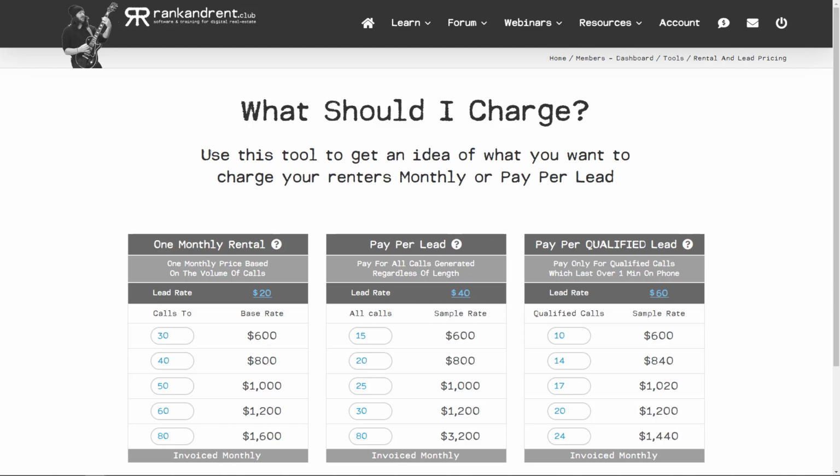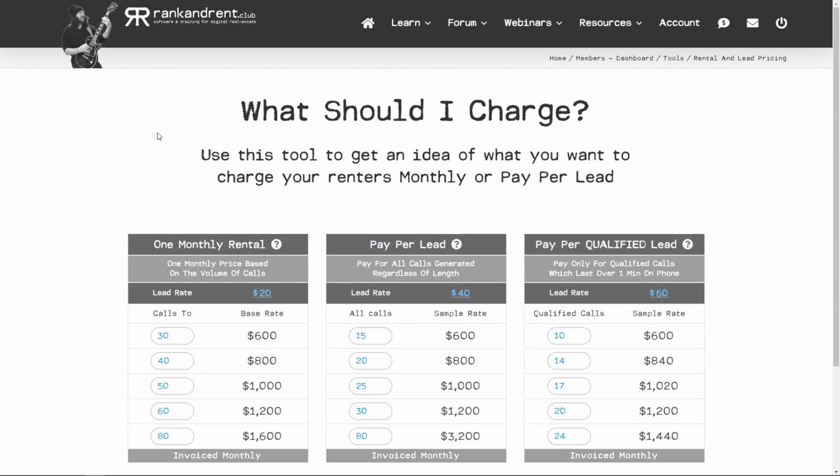All right, so this tool is going to help you determine what your monthly rental for a rank and rent property should be, and it's based on the volume of calls that you get. We're also going to provide you with two other options that you can present to potential renters of your site. If they don't want to do a monthly rental option, you can also offer them a pay per lead option, and you can divide pay per lead into qualified calls or all calls.